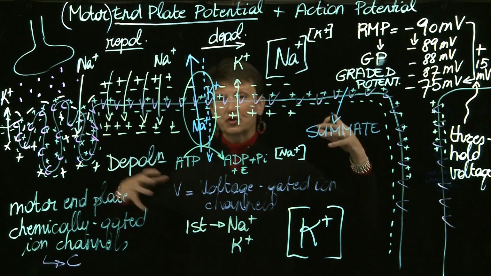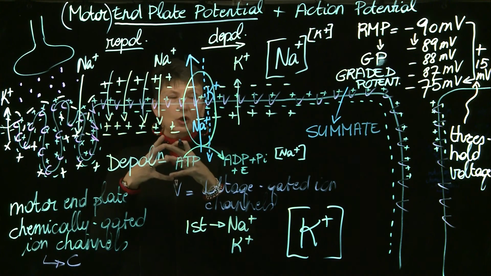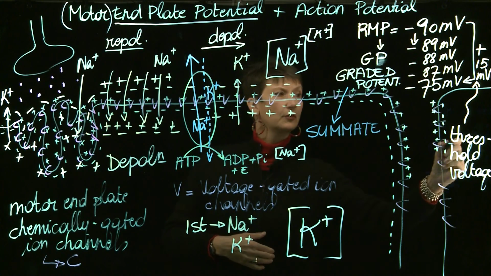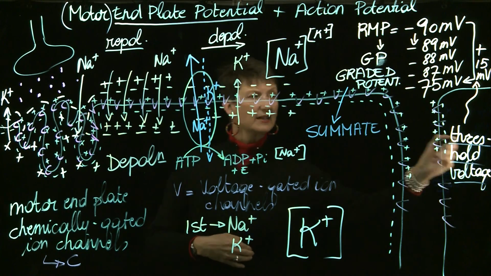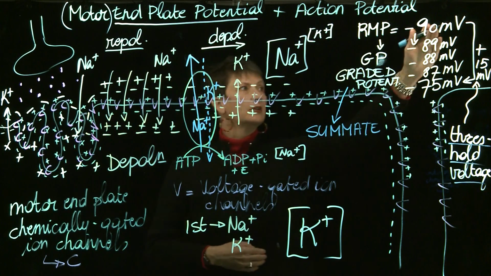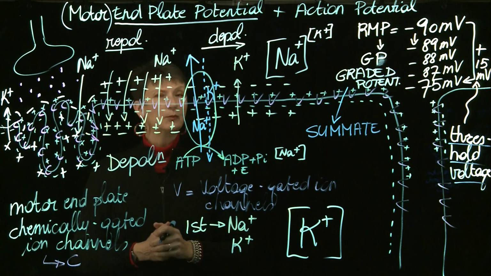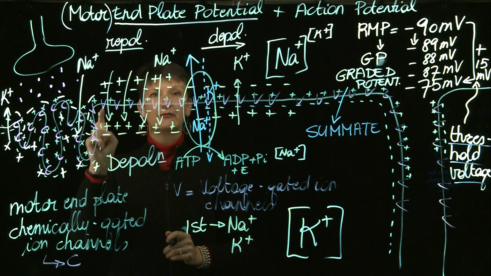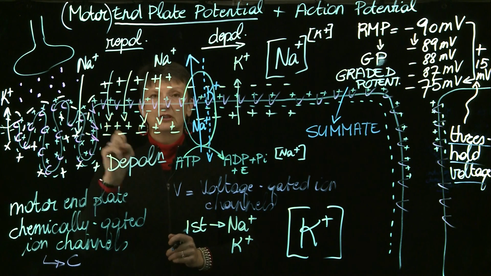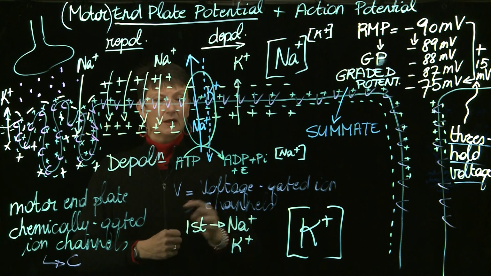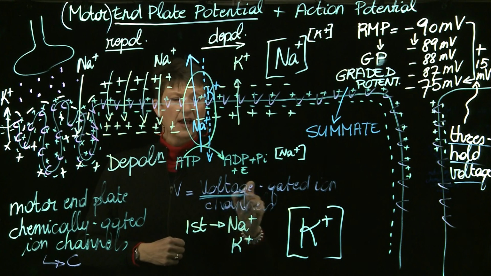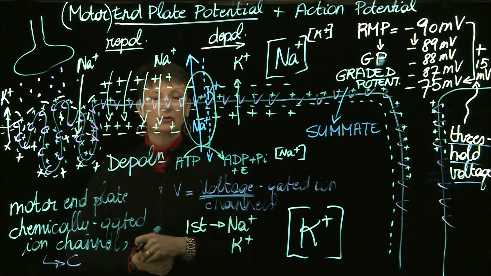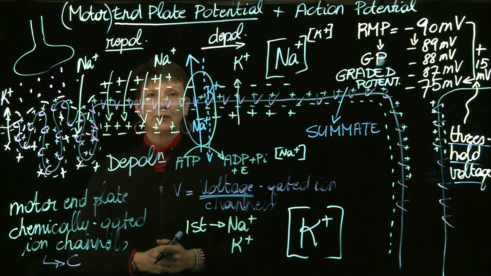Graded potentials summate, they all add up to eventually reach that threshold voltage, meaning a change of about 15 millivolts in the resting membrane potential that will open up our very first sodium voltage-gated ion channel. If the term voltage-gated ion channel is not really clicking for you, you can replace it with the term electrically gated ion channels.